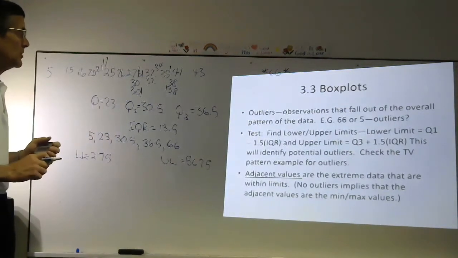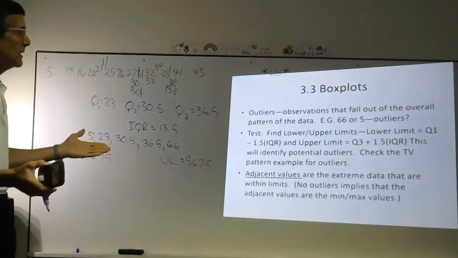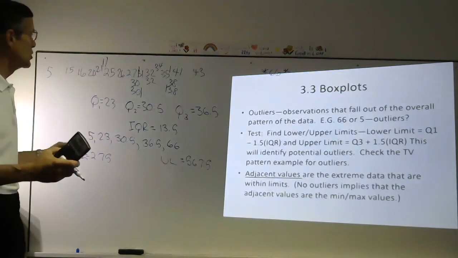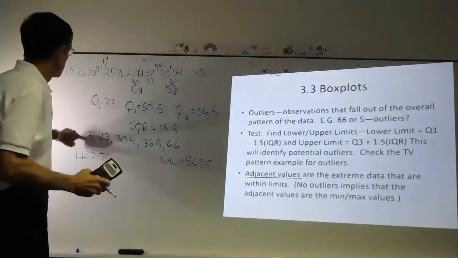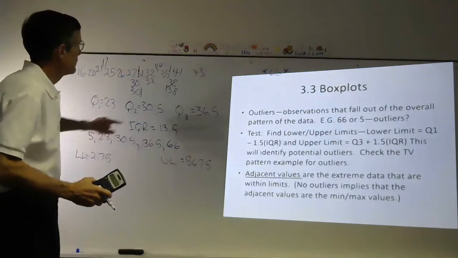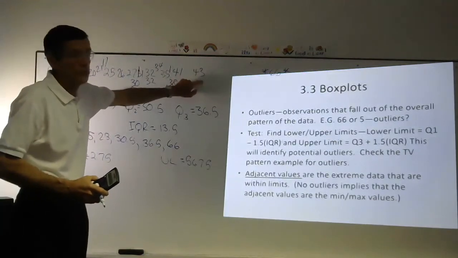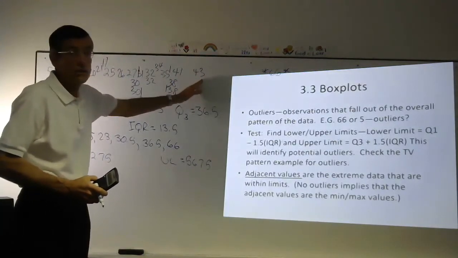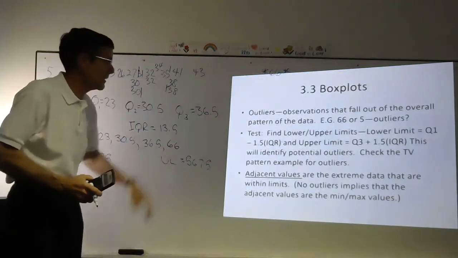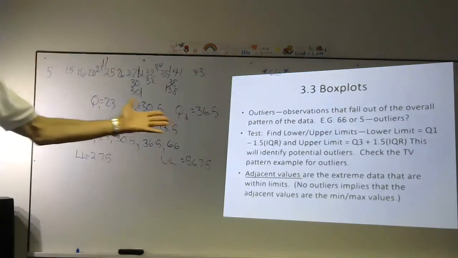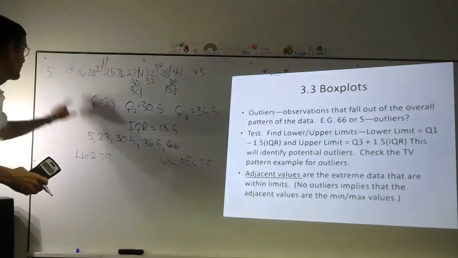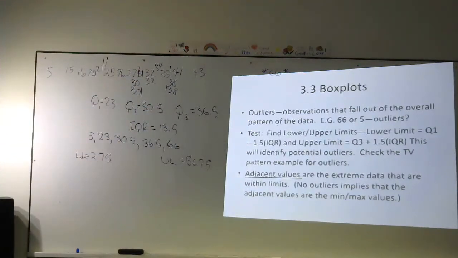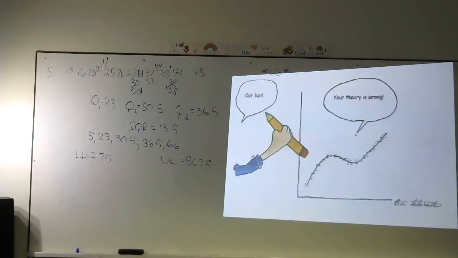Adjacent values are the extreme data that are within the limits. So my adjacent value here is the 5, which is still acceptable. The adjacent value here is the 43. That's as high as the data should go. The 66 is no good. No outliers implies that the adjacent values are the min and max, like the 5 was okay, but the 66 is not.